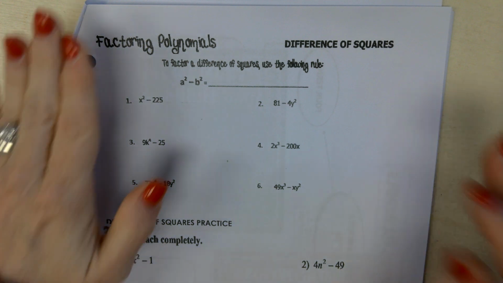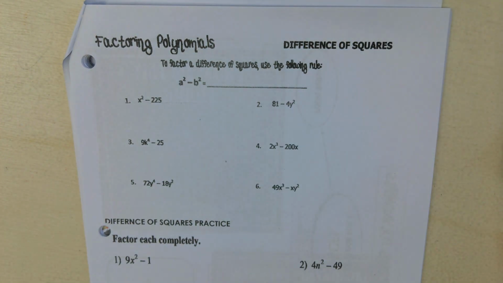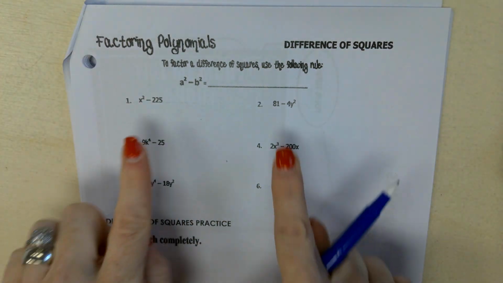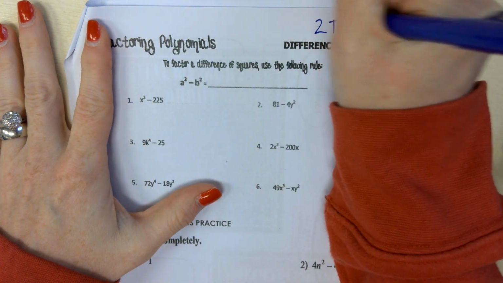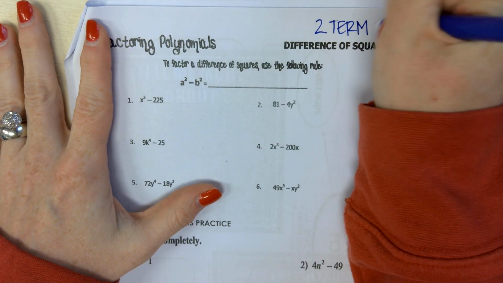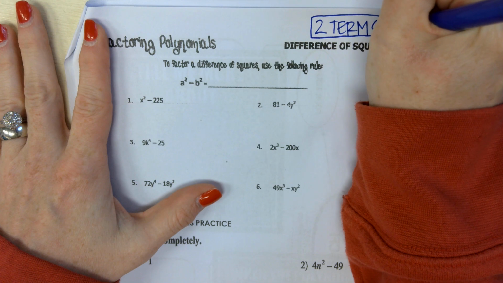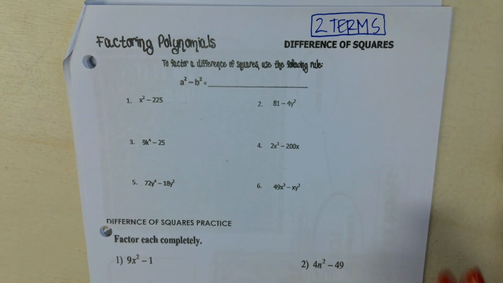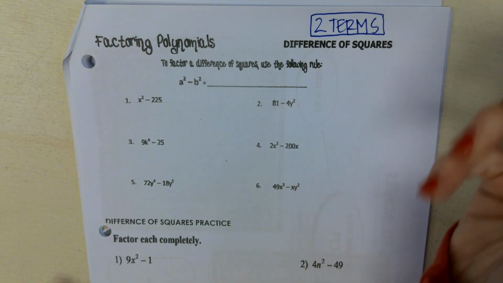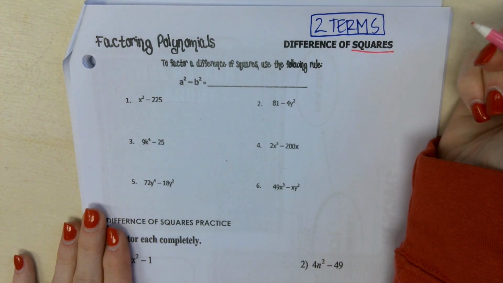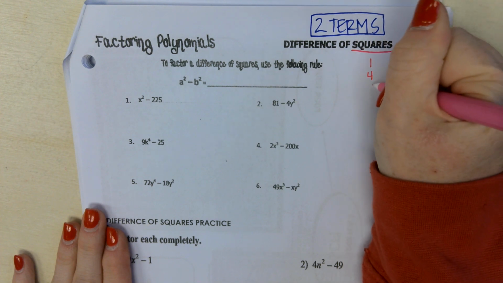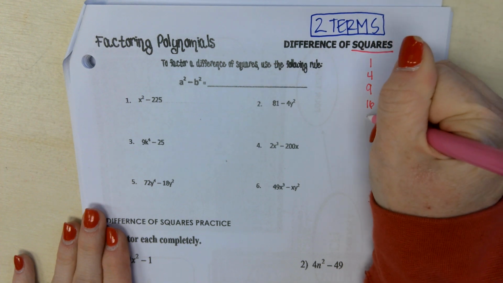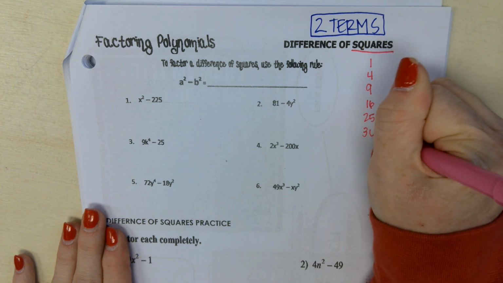Okay? All right. Now, we are going to learn one more little method today. It's called the difference of squares. How many terms do you see here? 2. So this is when I have 2 terms. Okay? And this is called a difference of squares. By squares, I mean perfect squares. So like 1, 4, 9, 16, 25, 36.